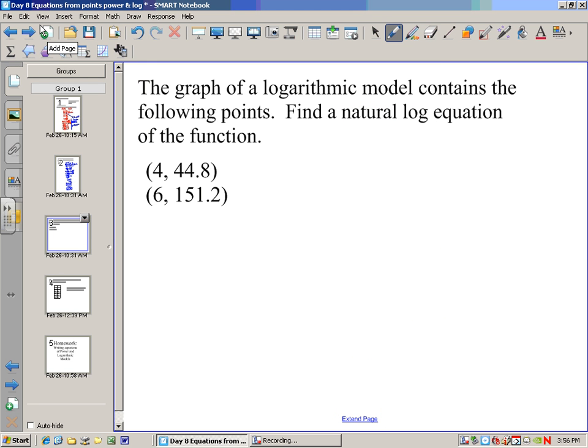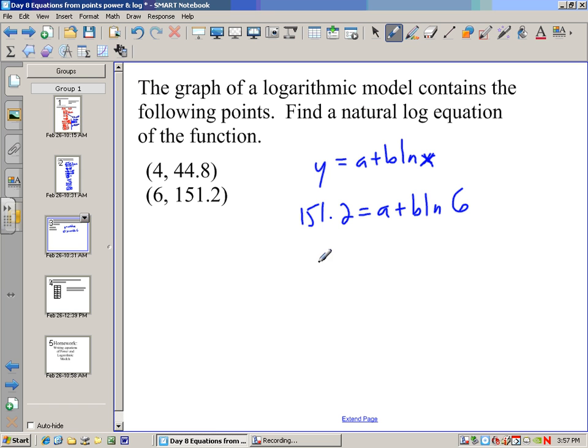All right. Now a graph of a logarithmic model contains the following points. Find the natural log equation. So we can use y equals a plus b natural log of x. This will be the easiest way to do it. So now let's do 151.2 is equal to a plus b natural log of 6.